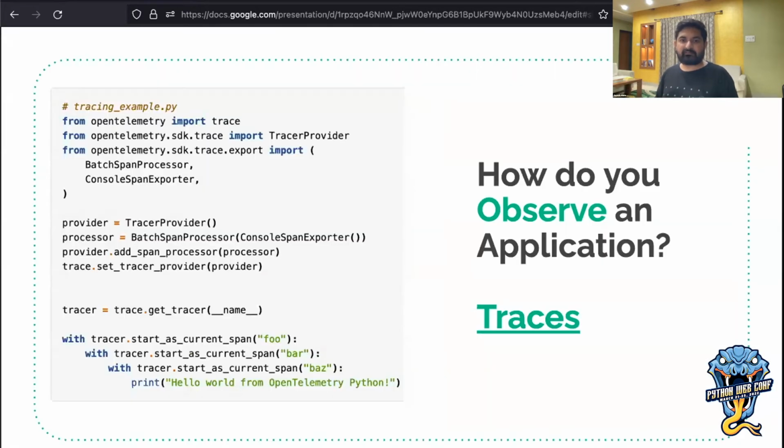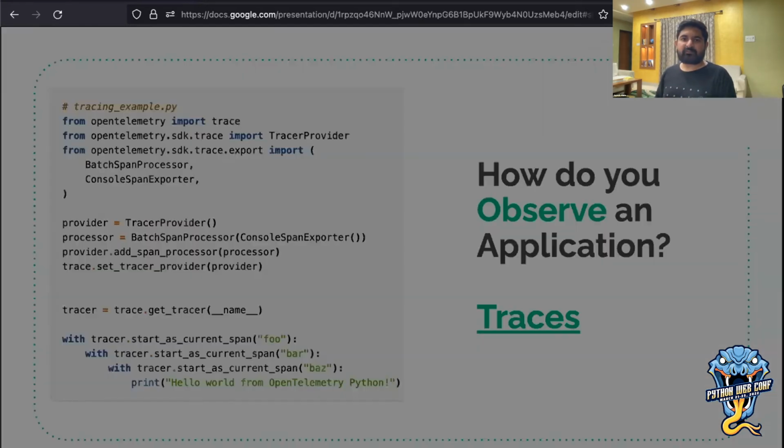Then if you want traces for your application, in Python you can use the OpenTelemetry library or OpenTelemetry agent to generate the traces. The OpenTelemetry library will help you instrument the application or the SDK itself, or if you want to auto instrument your application, you can use the OpenTelemetry agent, and it will generate the traces and done.